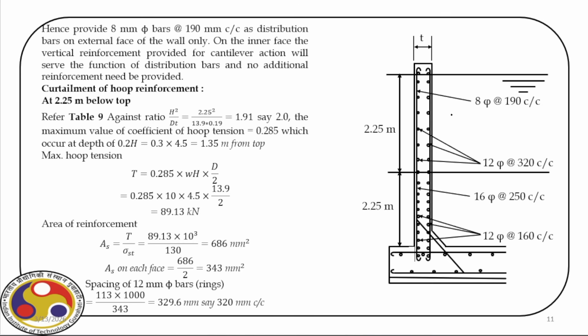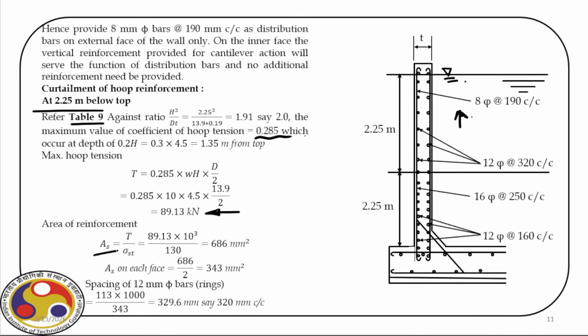Then as we go towards the surface, we can curtail the hoop reinforcement, we can reduce. So that exercise is done here. So for that, again, we refer table 9. So first, at the top, 2.25 meter below the water level, again we refer to table 9 and find out the hoop tension coefficient, which is 0.285. And then accordingly, we find out what is the maximum value of hoop tension.